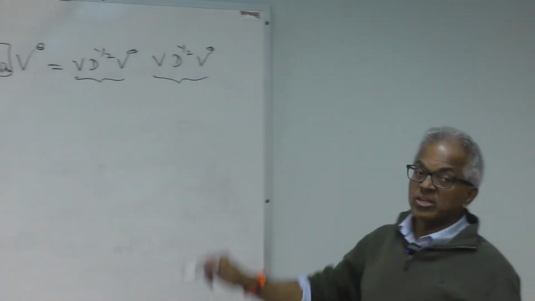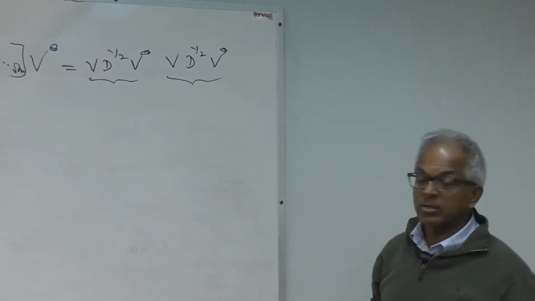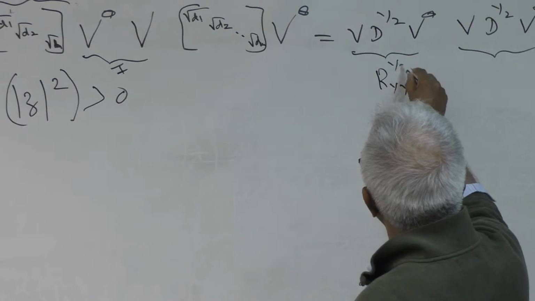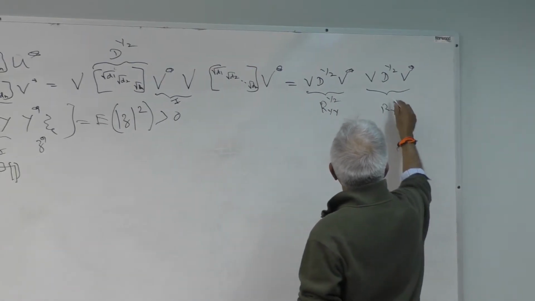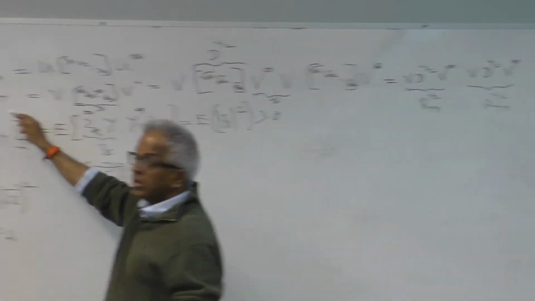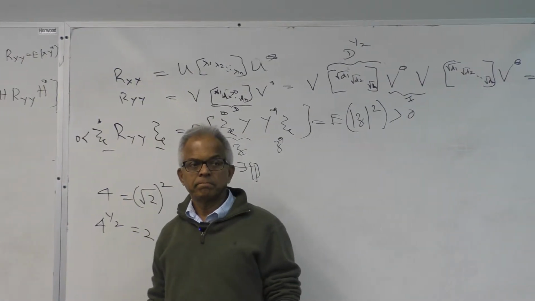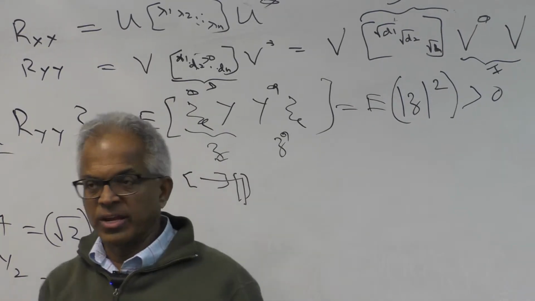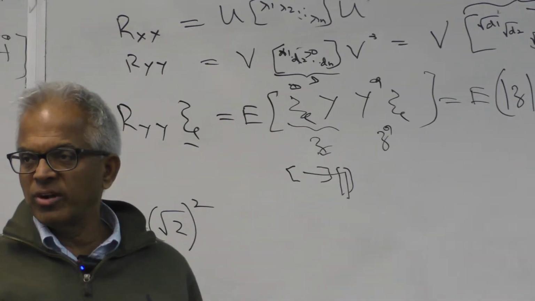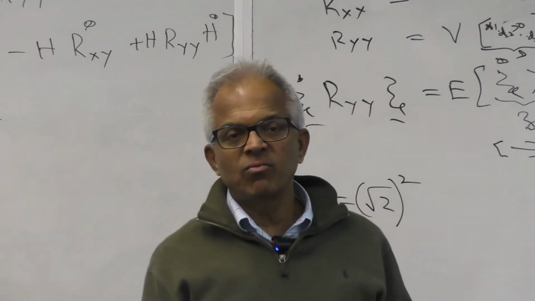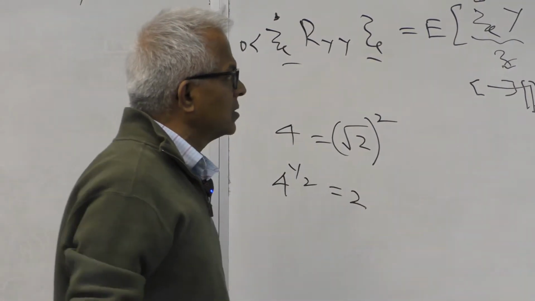So these two are identical matrices, and I can call each half the square root of R. So this is RYY half, RYY half. RYY half multiplied by RYY half is RYY. So it's not by taking the square root of the entries; you have to go through this process. You have to find the eigenvalues, eigenvectors, take the square roots of the eigenvalues and put it back together.